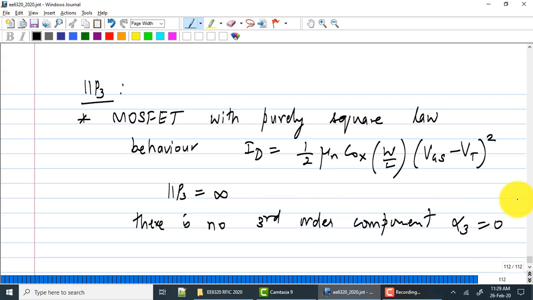In reality, the MOSFET will definitely have a third order component. Unfortunately, you will have to get it by characterizing the MOSFET. There is no other way. In some sense, you cannot design for IIP3. So you design for everything else, and then measure what the IIP3 is. Simulate and find out what the IIP3 is.